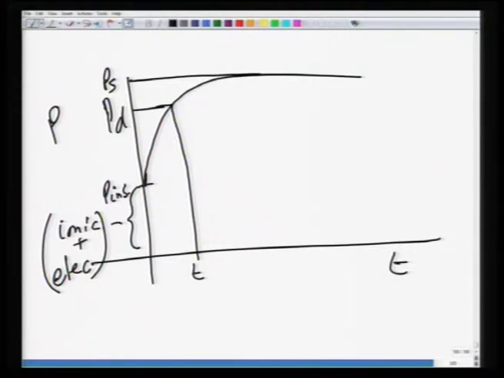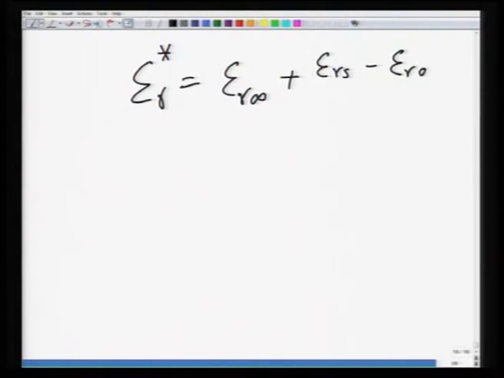Now, we worked around this formalism, and what we got here was what we defined as the Debye equation. The solution of the above relaxation equation leads us to epsilon r infinity plus epsilon rs minus epsilon r infinity divided by 1 plus i omega tau.